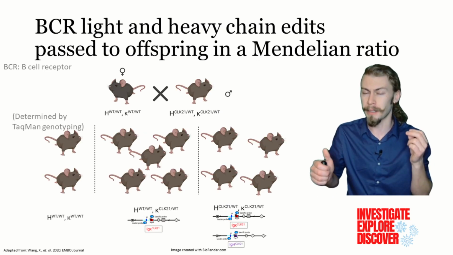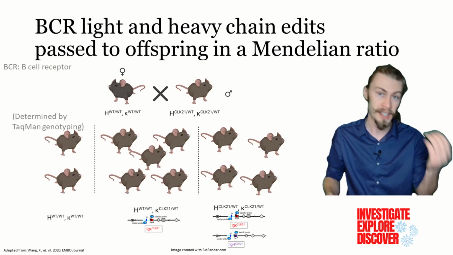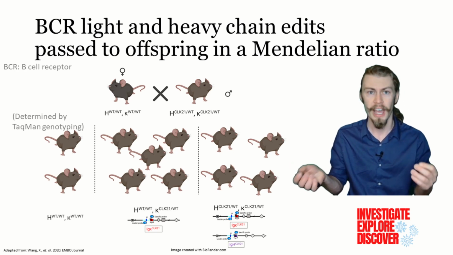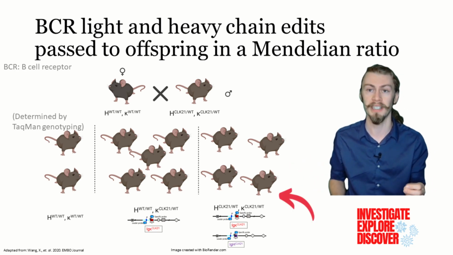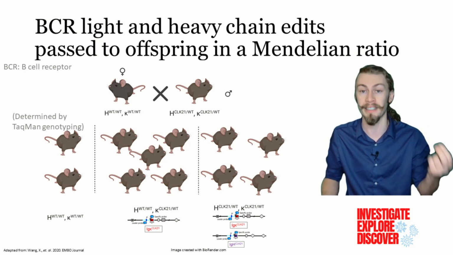Now, to assess the stability of these edits, the authors crossed these founder mice with a wild-type mouse, and found that 4 of the mice retained the desired mutations, indicating that the mutated germline sequence could be passed to offspring in a Mendelian ratio.